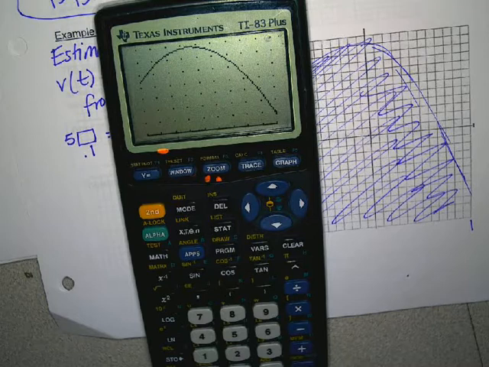Whatever. 1, 2, 1, 2, 3, 4, 10. 10 at the bottom. 9.